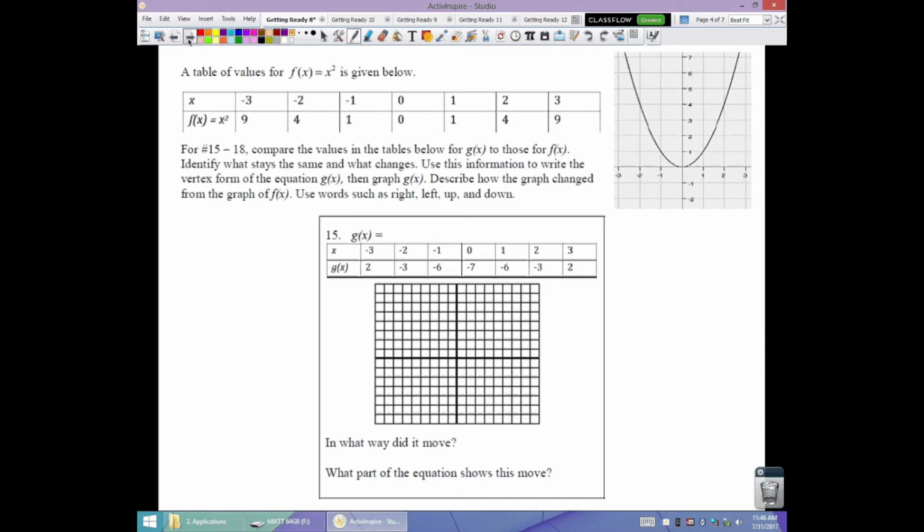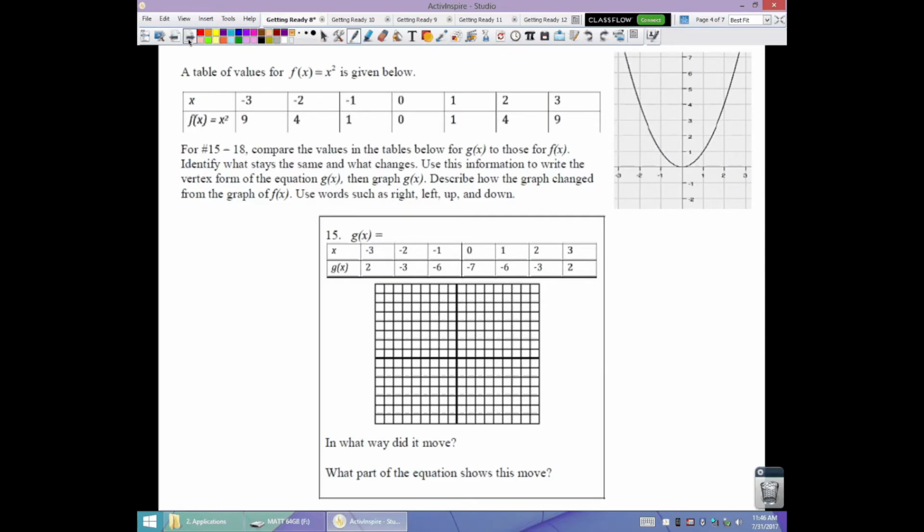So we're going to compare each new table to that one so we can decide what had to change, what translation had to occur. We're going to identify which way it moved, which part of the equation shows that move, and write the new equation.